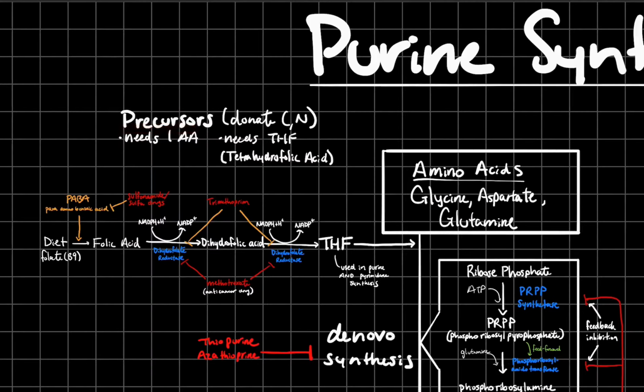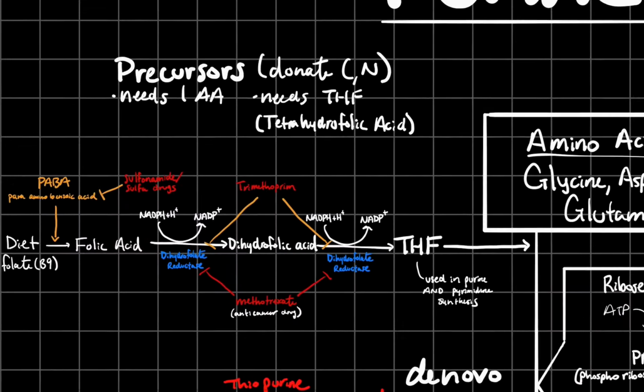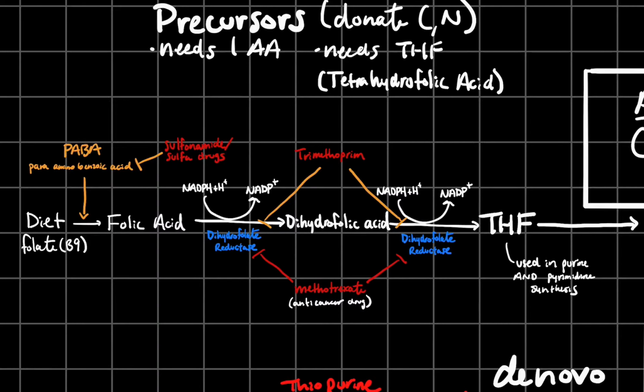Purines are going to need two precursors to be synthesized, and these precursors are going to donate your carbon and your nitrogen. And you're going to need either one amino acid of these three, or a tetrahydrofolic acid, THF. Okay, so for your amino acids, I try to remember it as AGG. For me, that's a little bit easier to remember than GAG or GGA or any of the other combinations. So it's going to be glycine, aspartate, and glutamine. You just need one of those three to synthesize your purines.